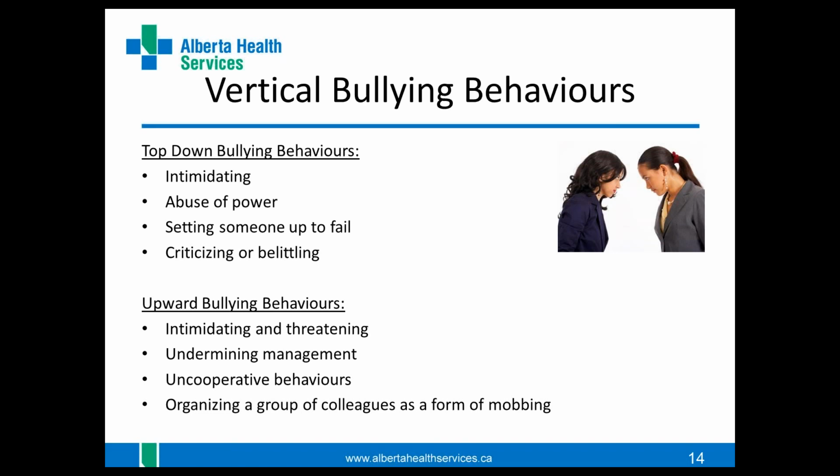Some examples of upward bullying behaviors might be intimidation or threatening. For example, I'll file a harassment complaint against you if you give me a poor evaluation or deny my vacation requests. Undermining or criticizing a supervisor in front of others. Uncooperative behaviors like chronic lateness or refusal to follow standard procedures, or organizing a group of colleagues as a form of mobbing.